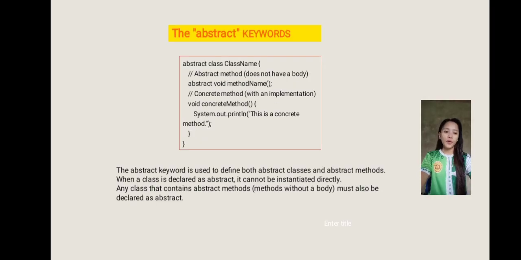The abstract keyword is used to define both abstract classes and abstract methods. When a class is declared as abstract, it cannot be instantiated directly. Any class that contains abstract methods without a body must also be declared as abstract.